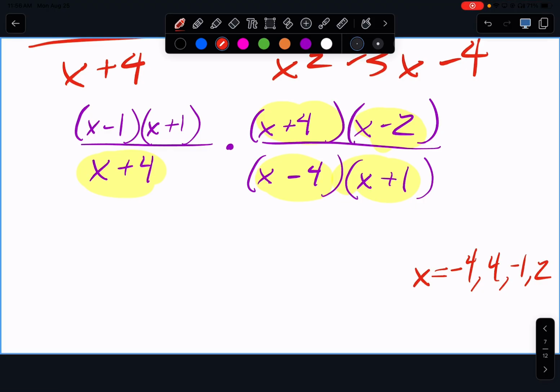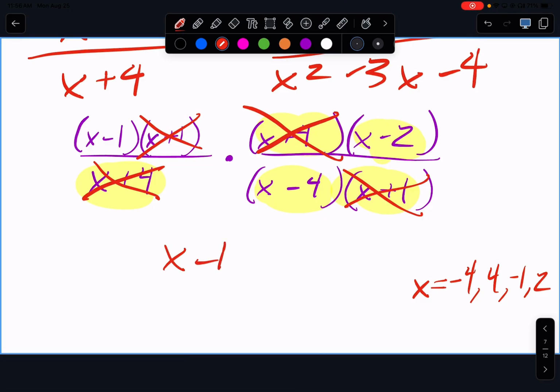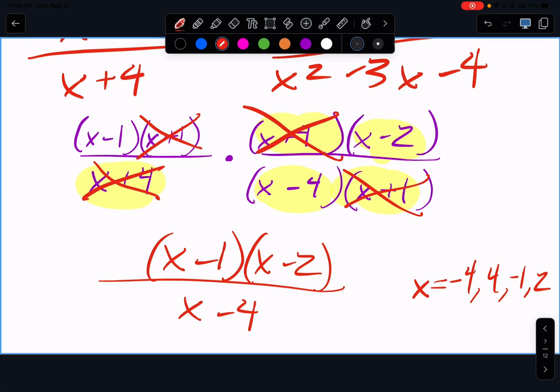Now we can start canceling things. x plus 4, x plus 4, x plus 1, x plus 1. So our final answer is x minus 1 times x minus 2 over x minus 4.